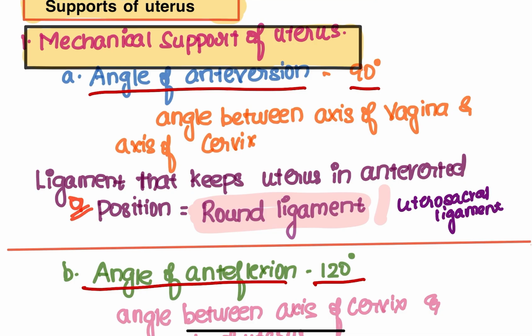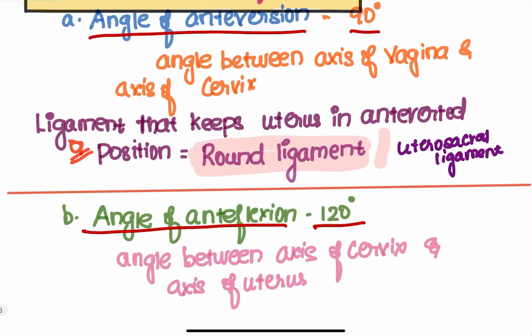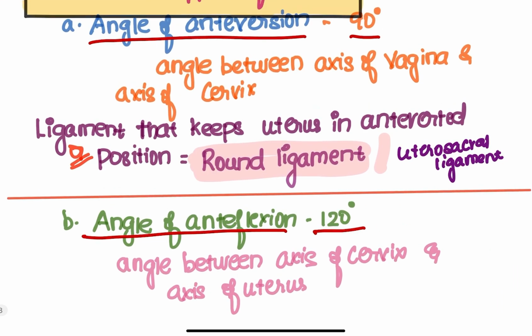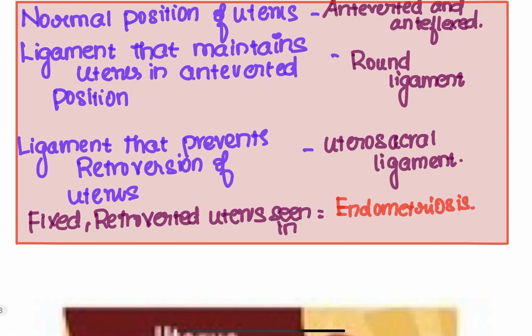Uterosacral ligament is also providing some sort of support to keep the uterus in anteverted position. So if anyone asks you which ligament keeps the uterus in anteverted position, it is mainly the round ligament. Right? So basically angle of anteversion and angle of anteflexion has been discussed now, which is the mechanical support of the uterus.